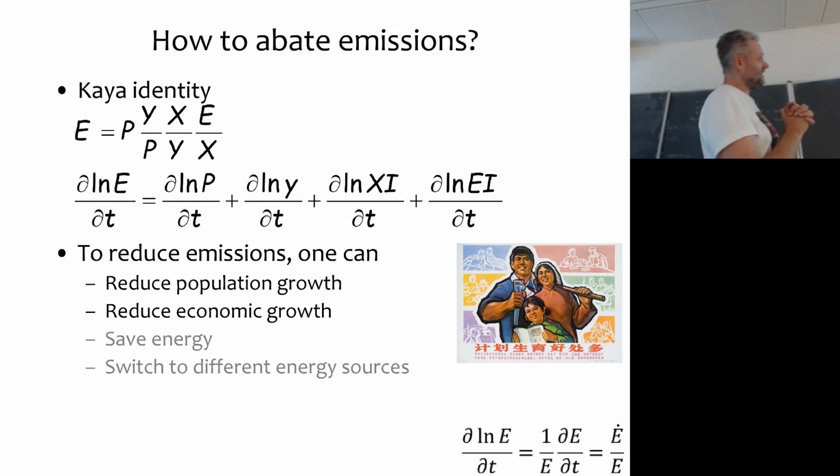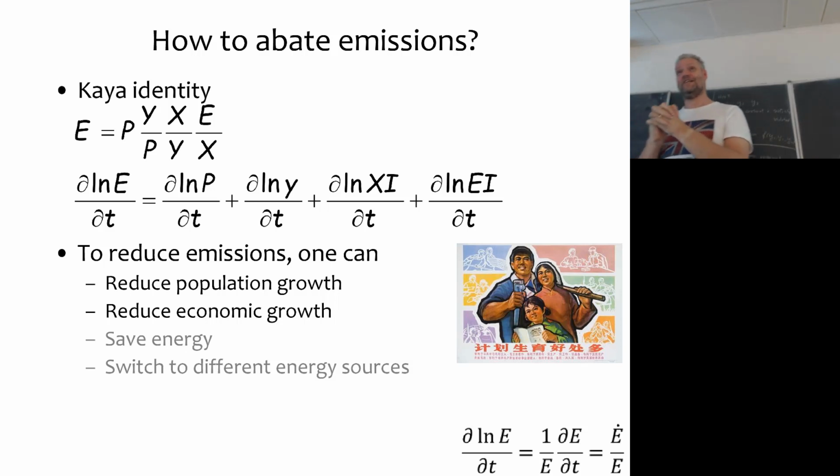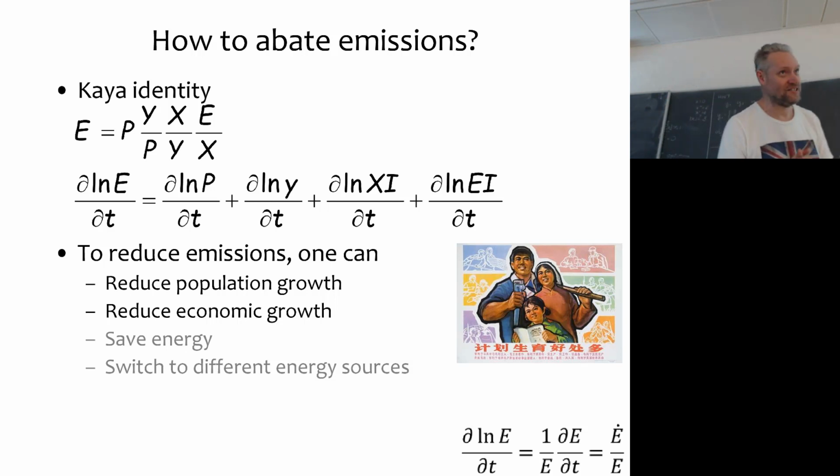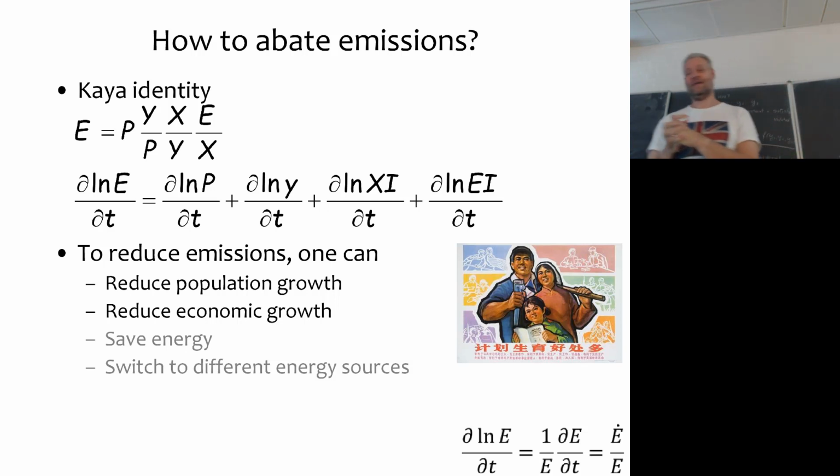Now, what does the change version of the Kaya identity tell us? That the change in emissions is equal to the change in population plus the change in per capita income plus the change in energy intensity plus the change in carbon intensity. And that immediately tells you that if you want to reduce emissions, and that's the purpose of climate policy, you have 4 basic things that you can do. And the first thing you can do is reduce the number of people.